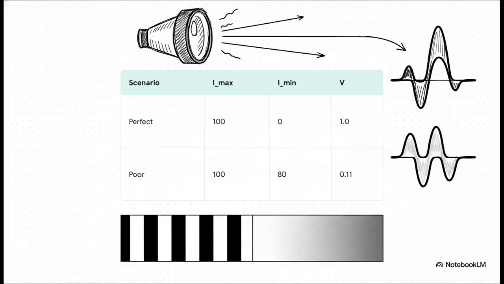But what if the destructive interference is weak? Say Imax is 100, but Imin is 80. Well, 100 minus 80 is 20. Divide that by 100 plus 80, which is 180. 20 divided by 180 gives you about 0.11, or roughly 11% visibility. The visual result? A blurry, washed-out mess.